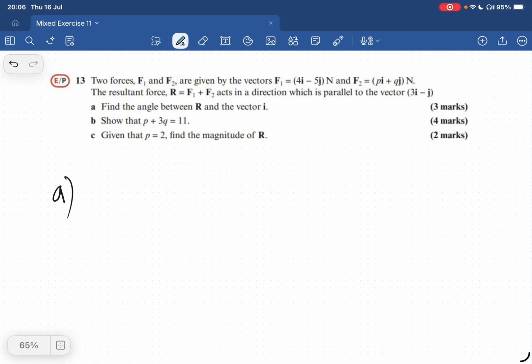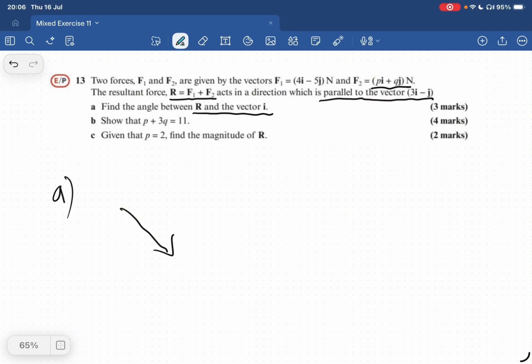Here we have question 13, and we're asked to find the angle between R and i. The problem with R is that we've currently got two unknowns, so we can't figure out what the angle is between R specifically and i. But what we can figure out is the angle between this parallel vector and i, because these are going to be the exact same thing.